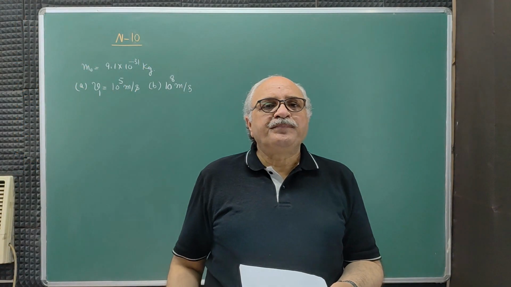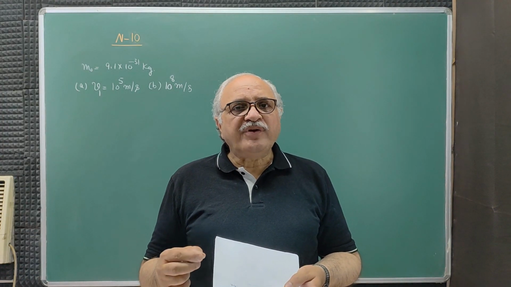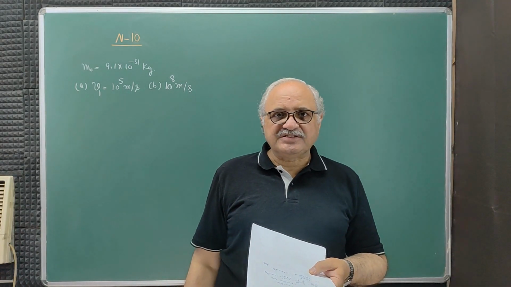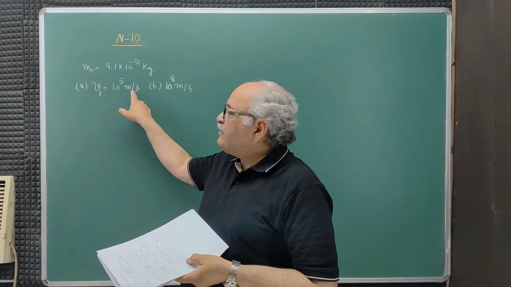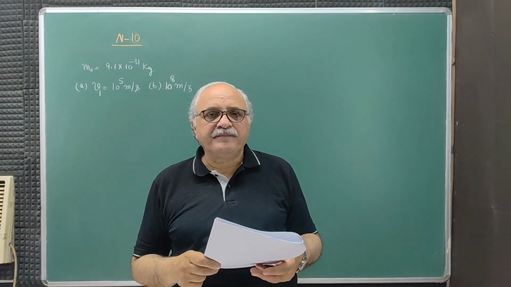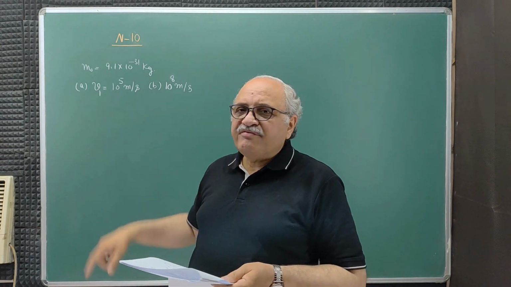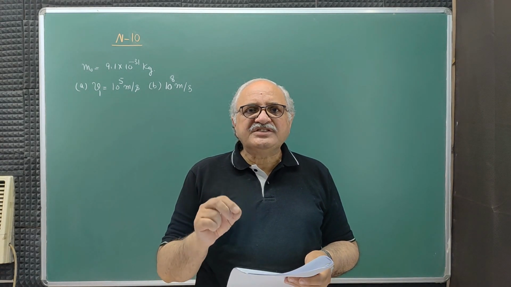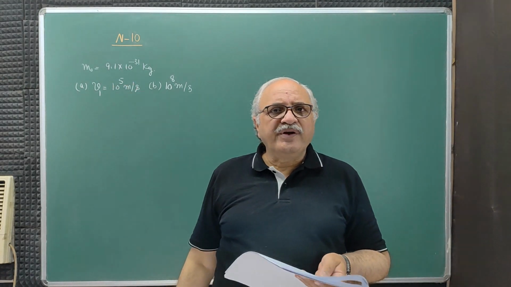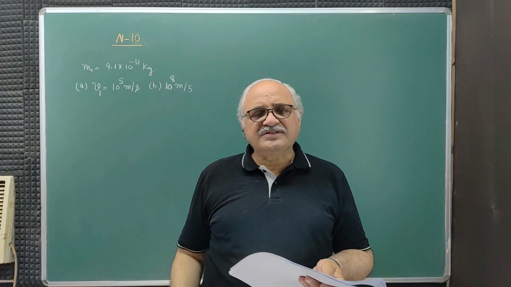So now let's take the 10th question. In this question, we have to calculate the de Broglie wavelength of an electron, but there are two velocities given to us. One is 10 to the power 5 meter per second and another one is 10 to the power 8 meter per second. We have to be careful in this case because when it is 10 to the power 5 meter per second, the relativistic mass of the electron is very close to the rest mass of the electron, that is 9.1 into 10 to the power minus 31 kg. So you can directly calculate the momentum by taking the rest mass.